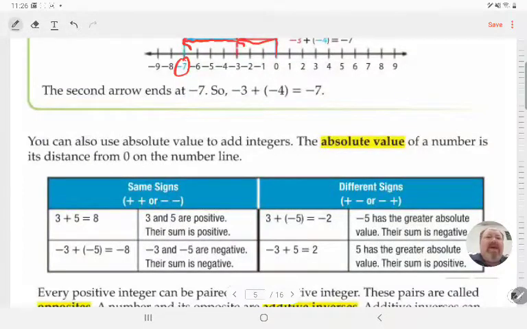You can also use absolute value to add integers. The absolute value of a number is its distance from 0 on the number line. So again, remember we write absolute value like this. 3 or -3, they both have the same absolute value of 3 because of their distance to 0. So this one is to the right of 0, this one is to the left of 0, but they're still 3 units away from 0, okay?